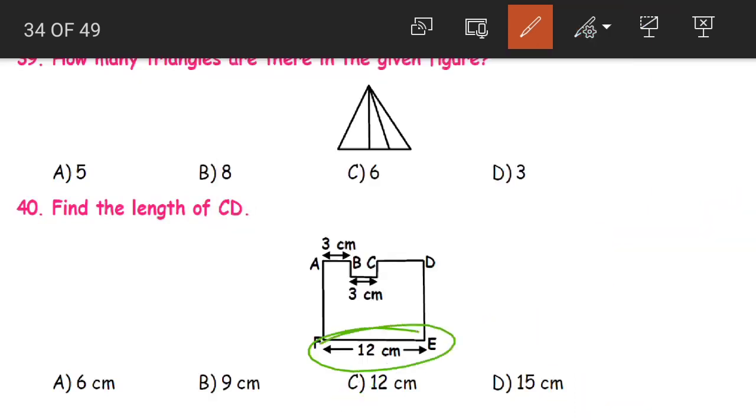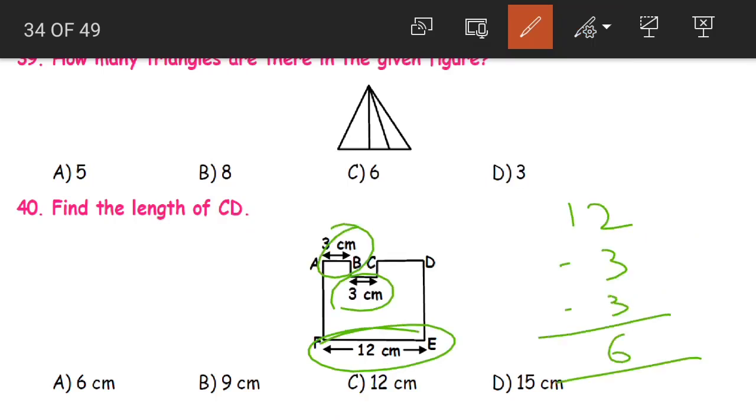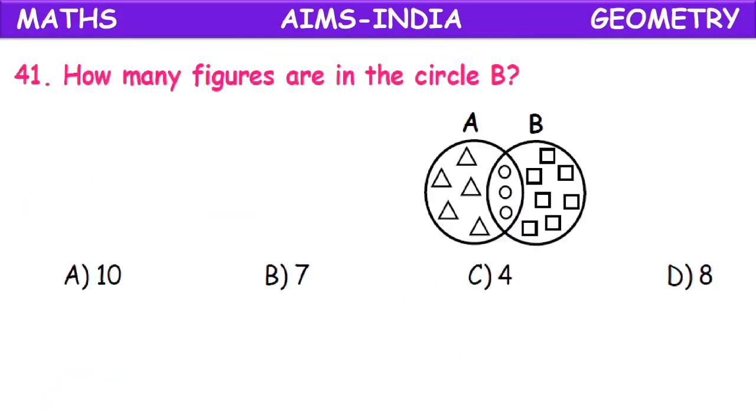The length of CD is equal to option C, 6 centimeters. Or simply from the entire 12 you can do minus 3, then again minus 3. When we do that, we'll get our final answer as 6 centimeters. You can do it that way directly. This is remaining, right? The remaining is 6 centimeters. That is nothing but option A.